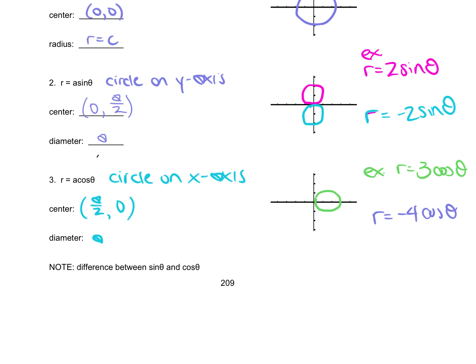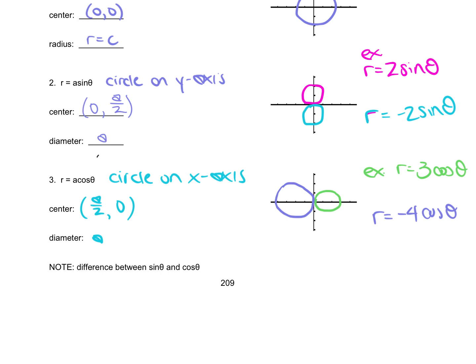Mine look not circular. There, better. Those are the 3 forms you will see for circles. Circles are a must for you to be able to graph on your own. You do not need a calculator for that. You do not need to plug in random theta values and find points. That would just be stupid. Graph those on your own.